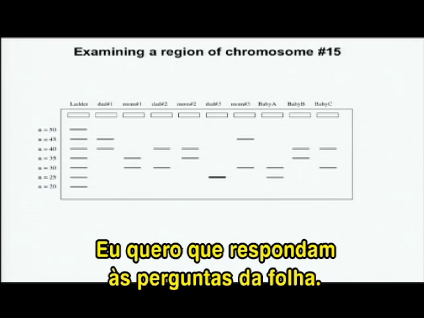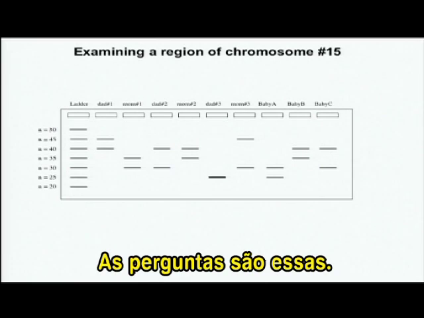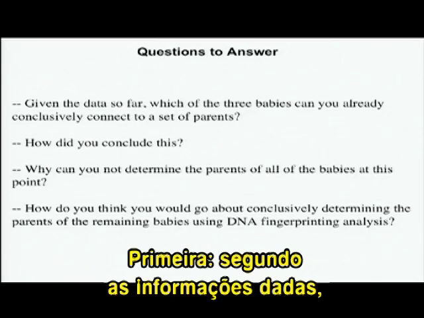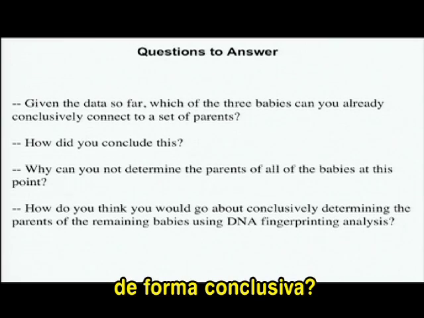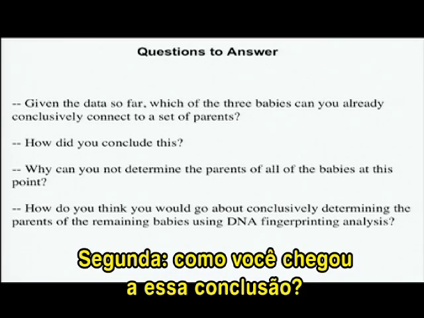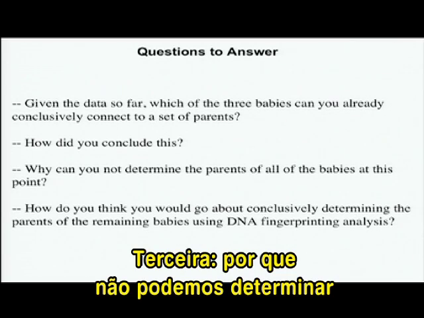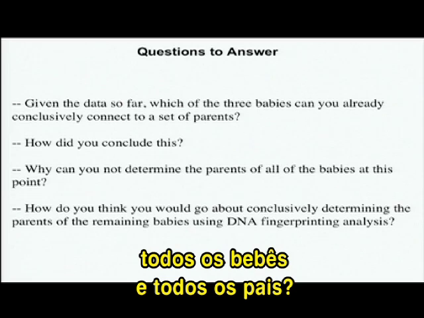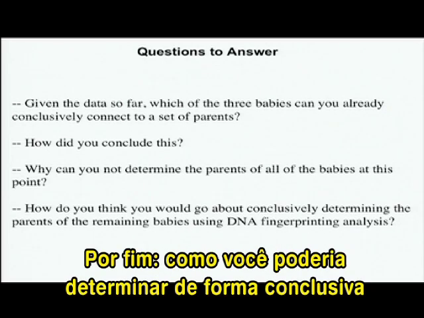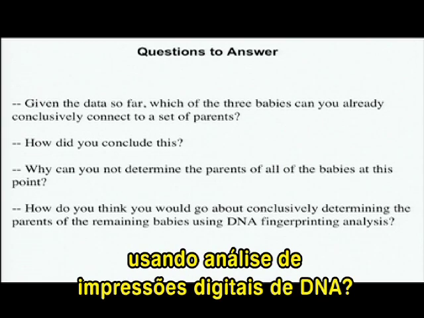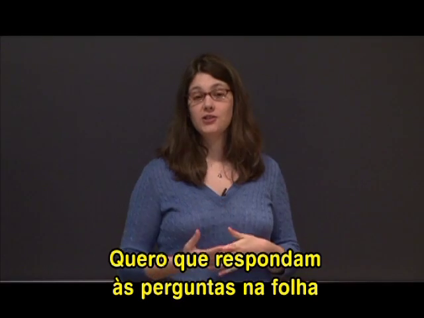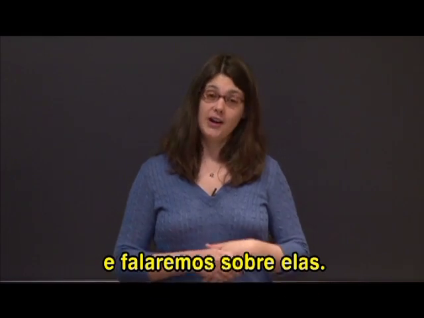So what I'd like you to do is answer the questions on your worksheet. And those questions are shown here. First, given the data so far, which of the 3 babies can you conclusively connect to a set of parents? Second, how did you conclude this? Third, why can you not determine at this point all of the babies and all of their parents? And finally, how do you think you would go about conclusively determining all the matches of the parents to the babies using DNA fingerprinting analysis? I'd like you to answer those questions on your worksheet, and we'll talk about the answers when you're done.